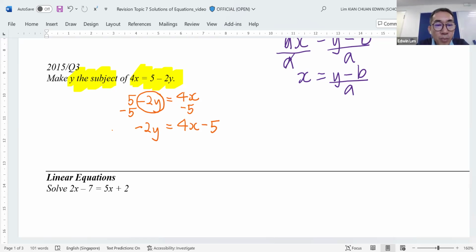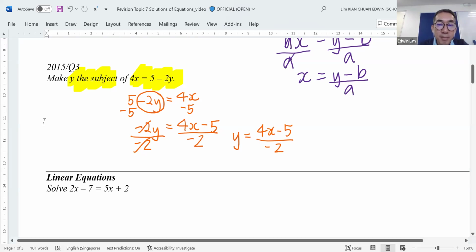One more step to go. If you look in front of the y, it's a negative 2. I will always divide by what is in front of the y. Negative 2. So I will divide by negative 2 so that it becomes just y. So left-hand side divide by negative 2, right-hand side will divide by negative 2. So my answer, y equals 4x minus 5 over negative 2. Remember this concept. The thing that I want to find is always at the left-hand side.